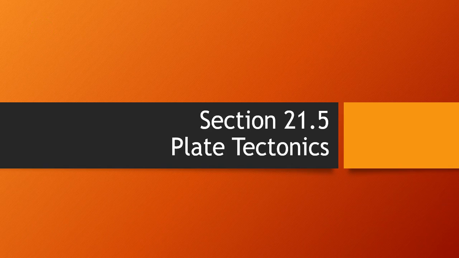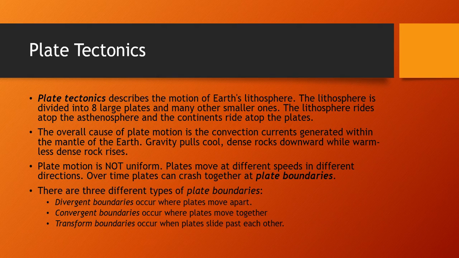Section 21.5, Plate Tectonics. Based on the idea of continental drift and the understanding of seafloor spreading, scientists established a theory known as plate tectonics, which describes the motion of Earth's lithosphere. In this description, the lithosphere is divided into 8 large plates, and then there are many other smaller ones. The lithosphere essentially rides atop the asthenosphere, and the continents ride on top of those plates. So the plates sit on top of the asthenosphere, and all the stuff is up above that.